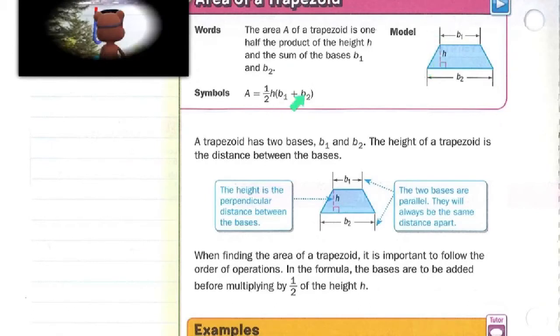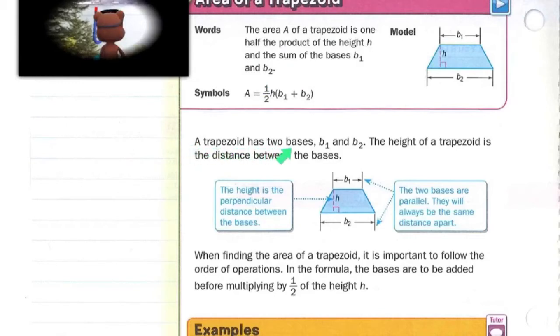You would need to multiply. You need to first add the two bases together, because remember with order of operations we would do the parentheses first. Add those together, times that times the height, and then times it by 1/2. Okay, so you can read this for a little bit more help.